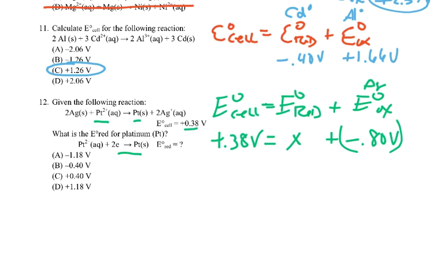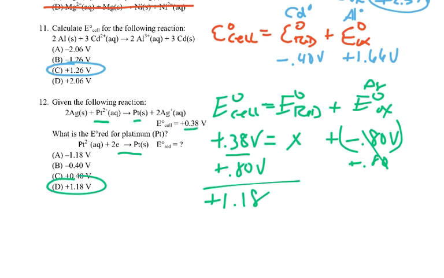So here's our math. 0.38 is equal to x plus negative 0.8. So I'm going to add positive 0.8 to both sides. So x is going to equal 1.18. I hope I did that right. So positive 1.18 volts, and there it is right there. And that's the answer. Platinum, if it was in the chart, we would just look it up. It must be a high number because it gets reduced and makes silver go backwards. So it's higher than 0.8, so 1.18 is very reasonable.